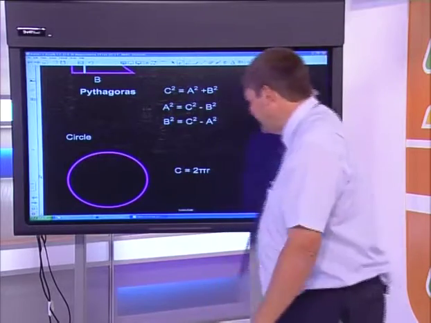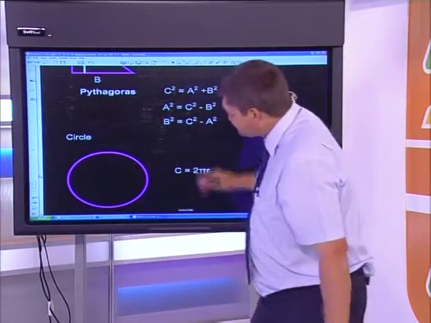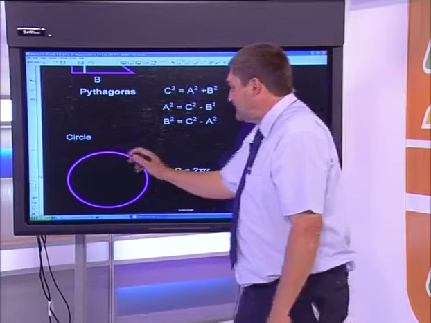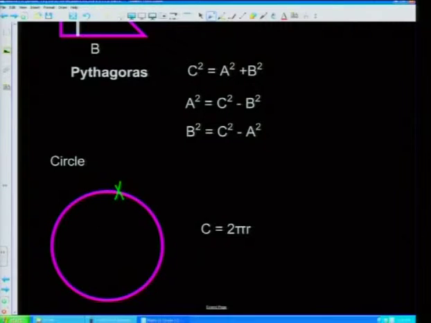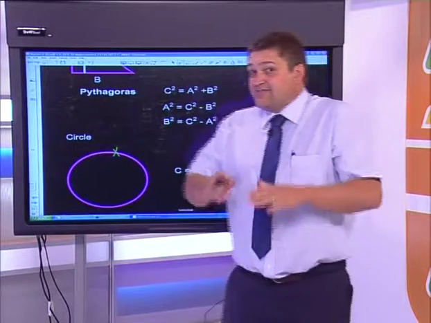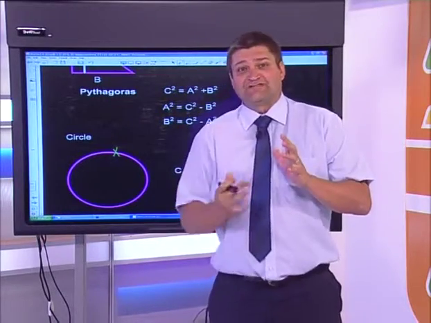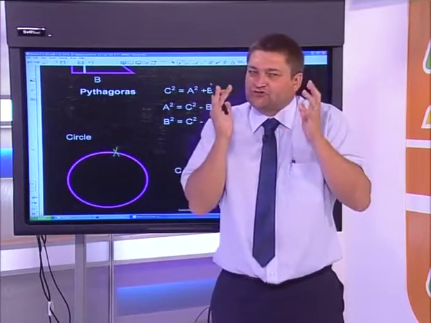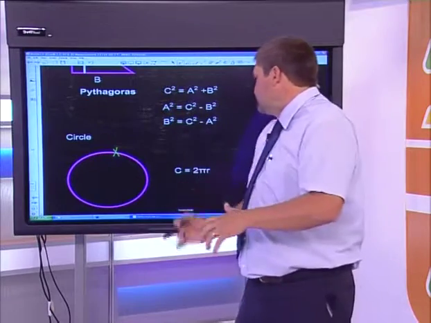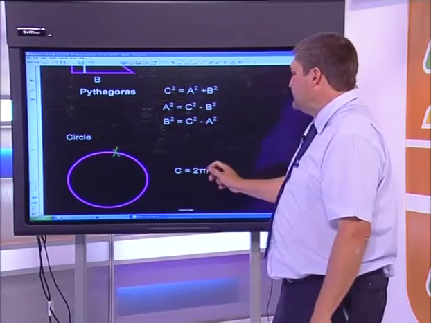But let's move on anyway. To find the perimeter of a circle now, what we would have to do is, if we started at this point, we'd have to walk all the way around the circle and get back to the starting point. And another word for the perimeter of a circle is called the circumference. And guys, that's a formula, and you just got to know that. Circumference is equal to 2 times pi times r.